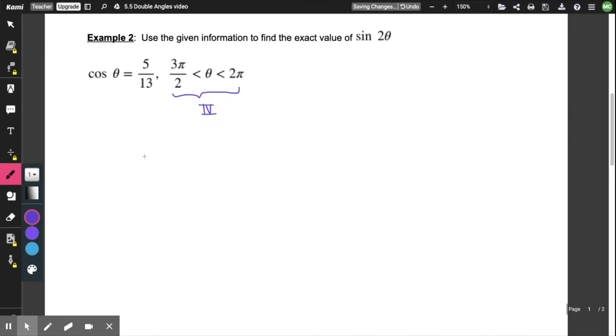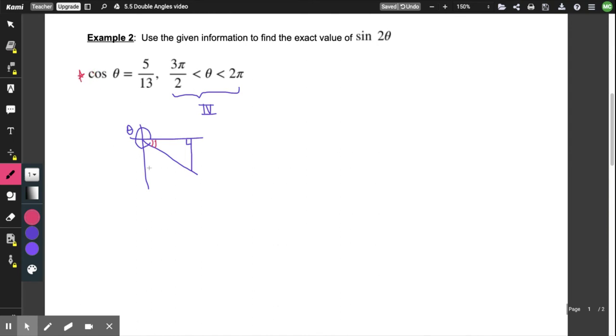So in order to get some more information about my theta, I'm going to draw a picture of an angle in quadrant 4. And then I'm going to make the right triangle out of it. This is my angle theta right here. So I would be using the reference angle, which is here between the terminal side and the nearest x-axis, in order to use right triangle trigonometry with what they gave me here.